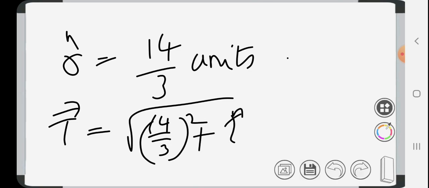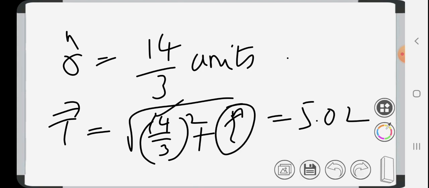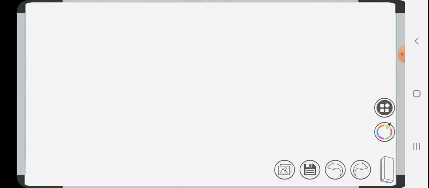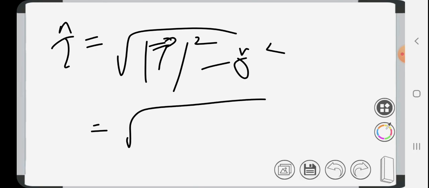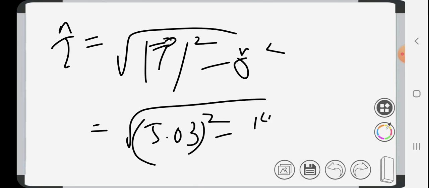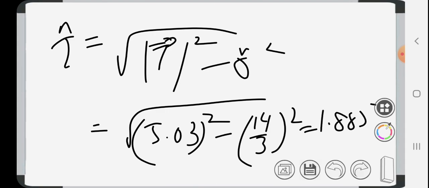Now the t vector magnitude is equal to 5.03. So this is known, and tau n is the only unknown. So how will you calculate? Tau n is nothing but the root of the t vector modulus square minus sigma n square. So 5.03 whole square minus 14 by 3 whole square, right? So you will get a value around 1.885 units.